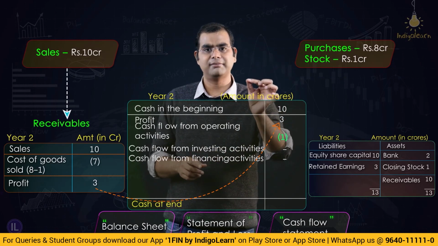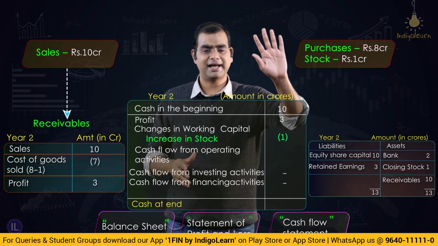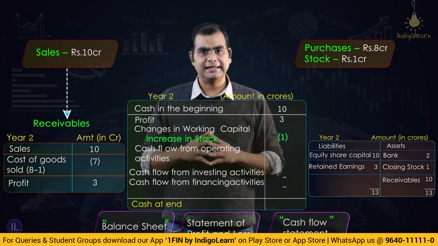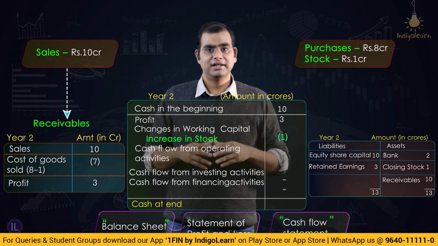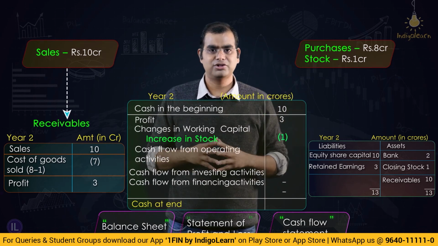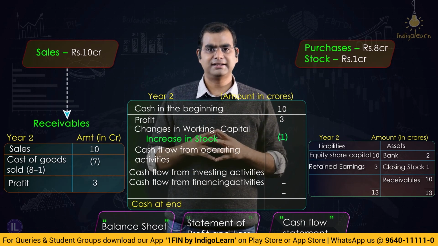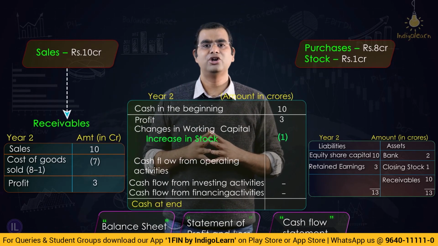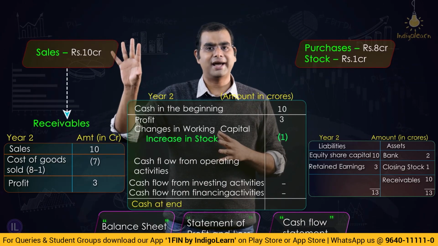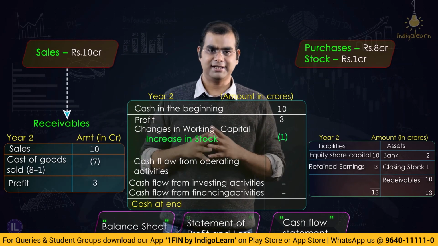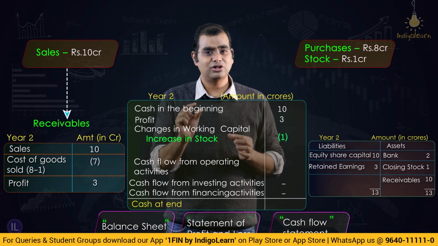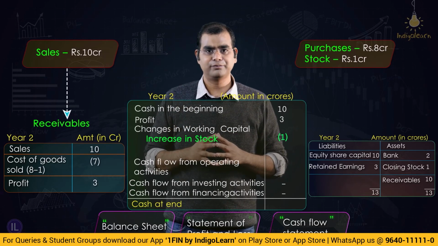So, you deduct 3 minus 1, correct? Opening cash balance is 10, then you add 3, then you subtract 1. Then, what has happened? This 3 of profit, whatever was generated, out of that 3, basically, you did not receive any money from your marriage party to whom you have actually made the sale. So, entire 10 is lying as receivable. That is also an increase in working capital, correct?